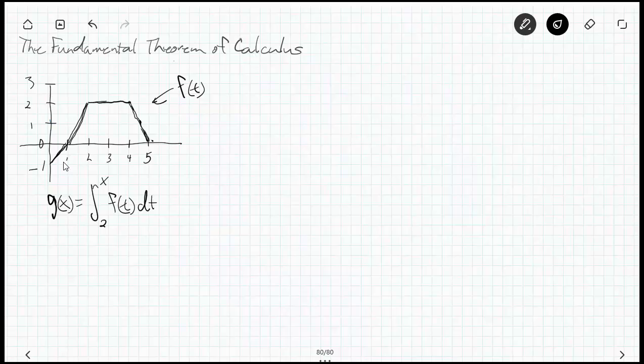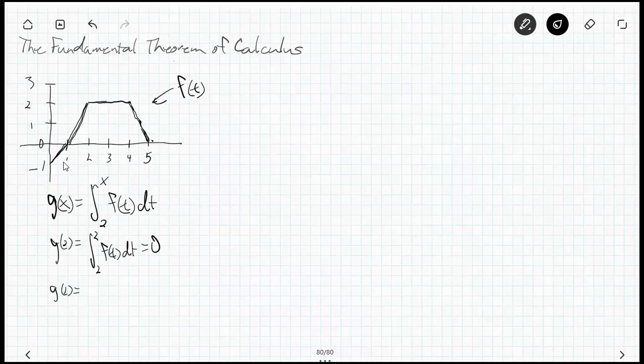So if I want to say, for example, I want to figure out what g of 2 is. Let's start with the easiest one. Well, wherever I see an x in g, stick a 2. So this is the integral from 2 to 2 of f of t dt. What do we know? It doesn't matter what f of t is, right? It doesn't matter what it looks like. The integral from 2 to 2 of any function is always 0. That's easy.